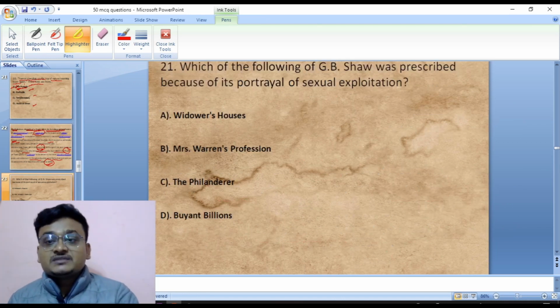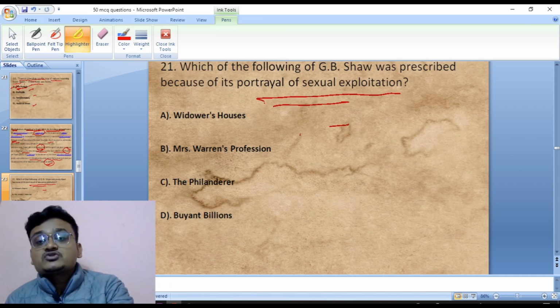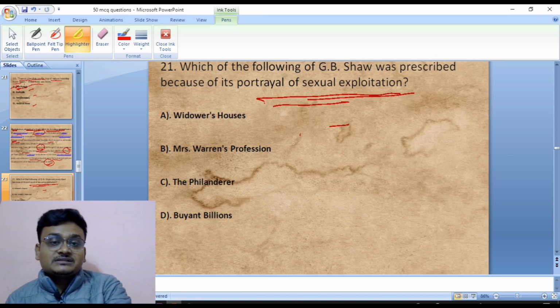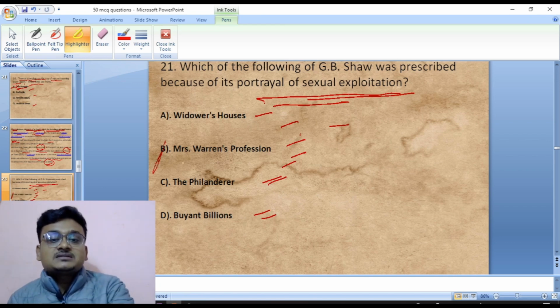Okay, now move to question number 21. Which of the following works of G.B. Shaw was prescribed because of its portrayal of sexual exploitation? The options are: Widowers' Houses, Mrs. Warren's Profession, The Philanderer, Buoyant Billions. So option number B, Mrs. Warren's Profession, is the right answer here.